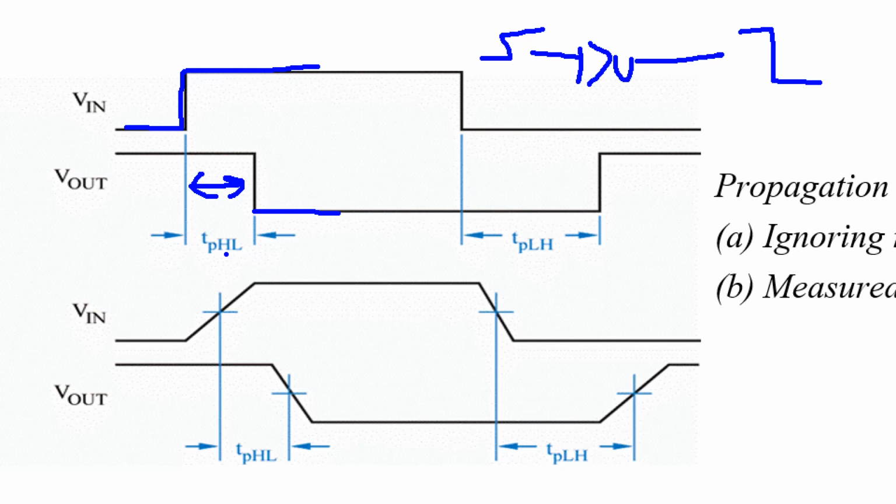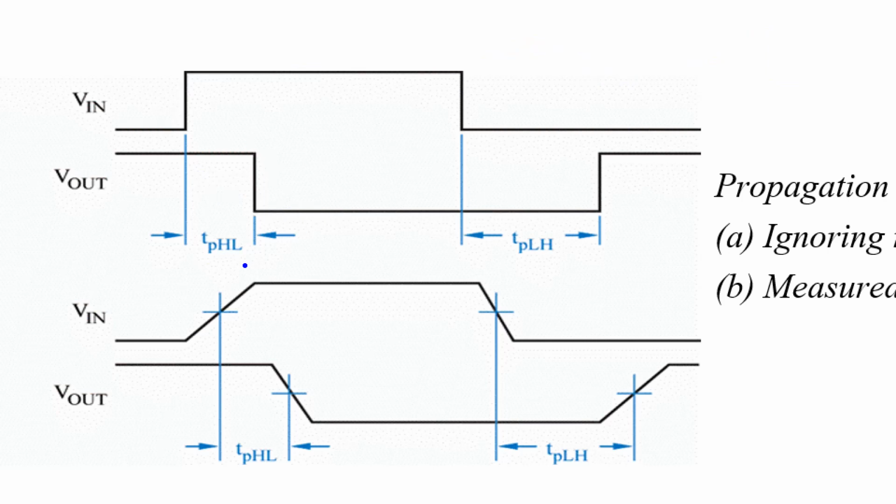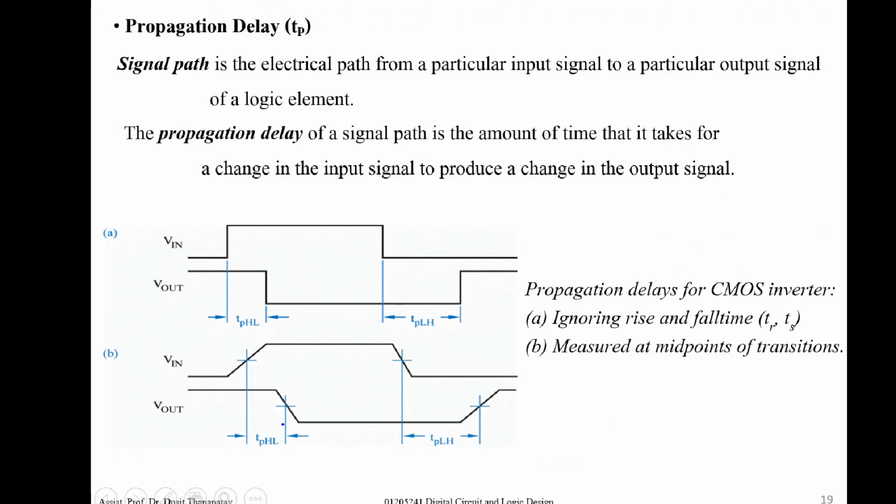For this one, the output changes from high to low, like a propagation delay. And for this one, the input changes at this point, and the output changes after this input change with this propagation delay, changing from low to high. And if we consider transition time also, we can draw something like this and this one.